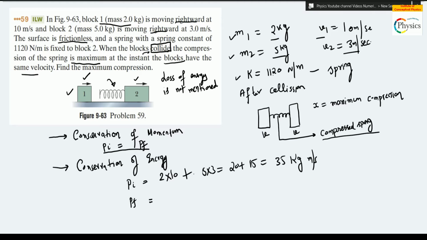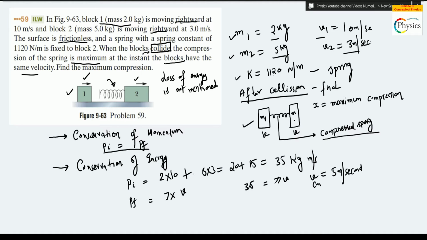So finally, they are connected. This is the final scenario, right? If we see this, the mass m1 and m2, the maximum compression. So after collision, which is the final momentum scenario, both the masses are connected to each other. So 7 multiplied by common velocity is the final momentum. Since the momentum is conserved, so 35 is equal to 7v, and common velocity comes out to be 5 meter per second, right? So 5 meter per second is the common velocity.